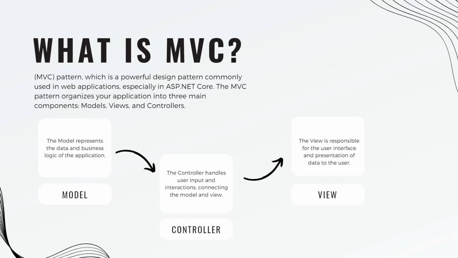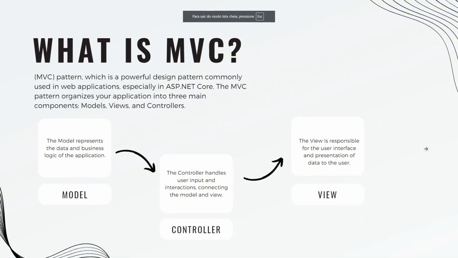And the controller, which is the main topic of this section. A controller handles user input and interactions, connecting the model and view. What is its purpose? Controllers process incoming requests, manipulating the data in the model if needed, and determine which view to render. They act as the middleware between the model and view. Let's see an example. When the user clicks Add to Cart, the cart controller might add the selected product to the cart model, and then show an updated cart page and view.